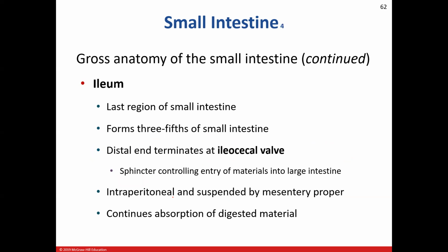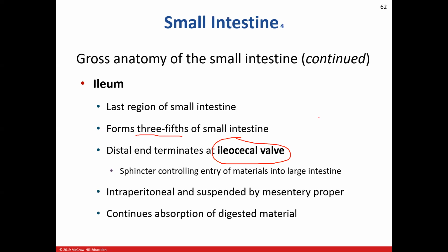And then our last portion of the small intestine is the ileum. Now, again, this makes up the majority of the small intestine. In fact, it makes up 3/5. But at the far end is the ileocecal valve. So now we've run into another valve. We saw the pyloric sphincter, which acts as a valve in the stomach that releases contents of chyme into the duodenum. Well, the ileocecal valve, and it's aptly named because it is located in between the ileum of the small intestine and the cecum of the large intestine.